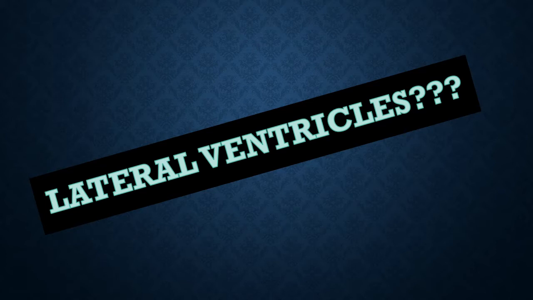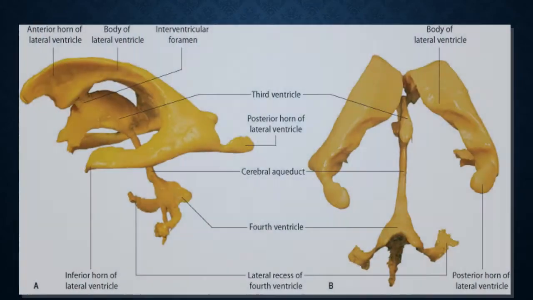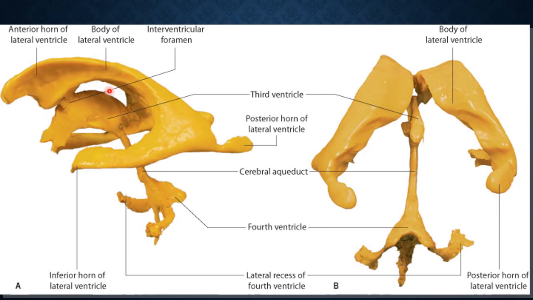So let us see the lateral ventricles. In our previous class we have discussed about the ventricles and their location. So today we are going to discuss about the lateral ventricles. The lateral ventricles are roughly C-shaped and they are present in the right and left cerebral hemisphere, as we have discussed earlier.